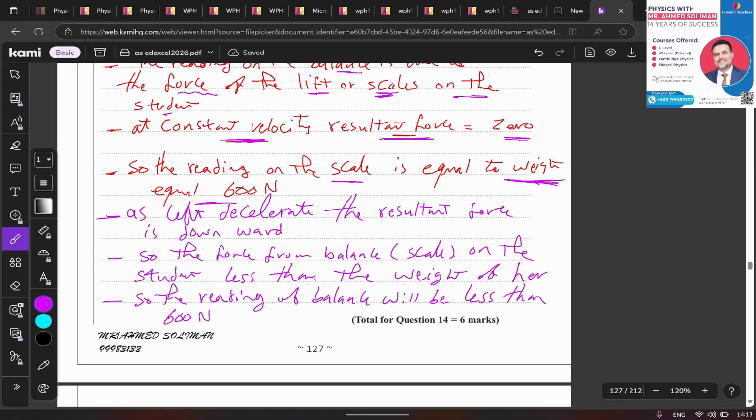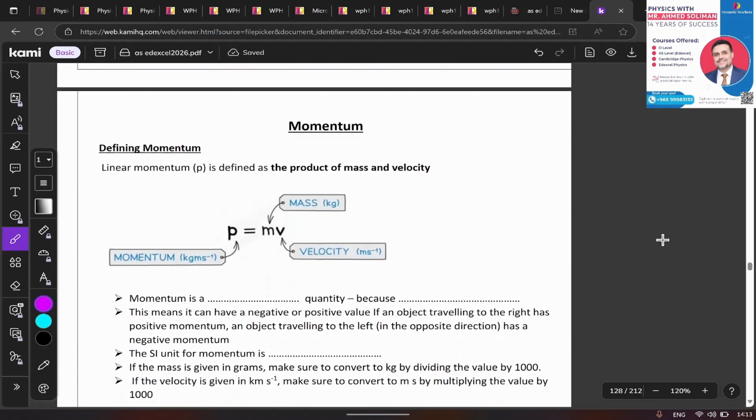Yes, Mirola, do you understand? At the end, when it reaches rest, it will go back to 600 newtons, right? When the lift is at rest, it becomes 600 Newton again. Yes. Okay.